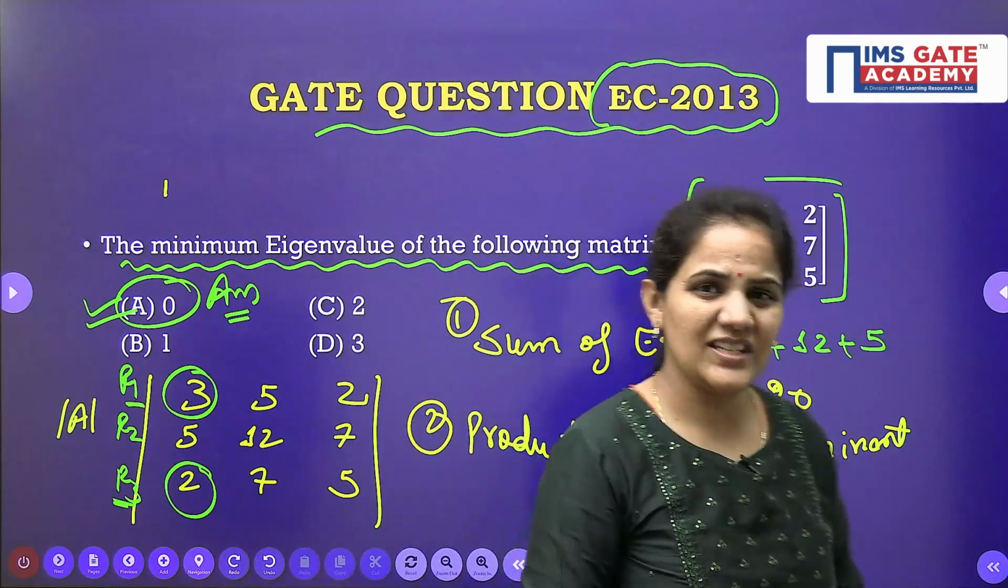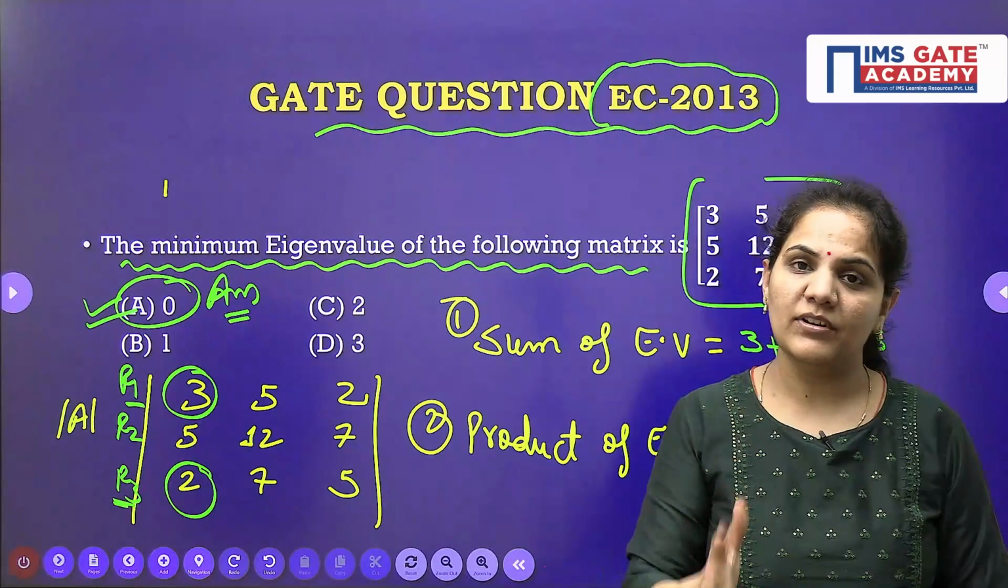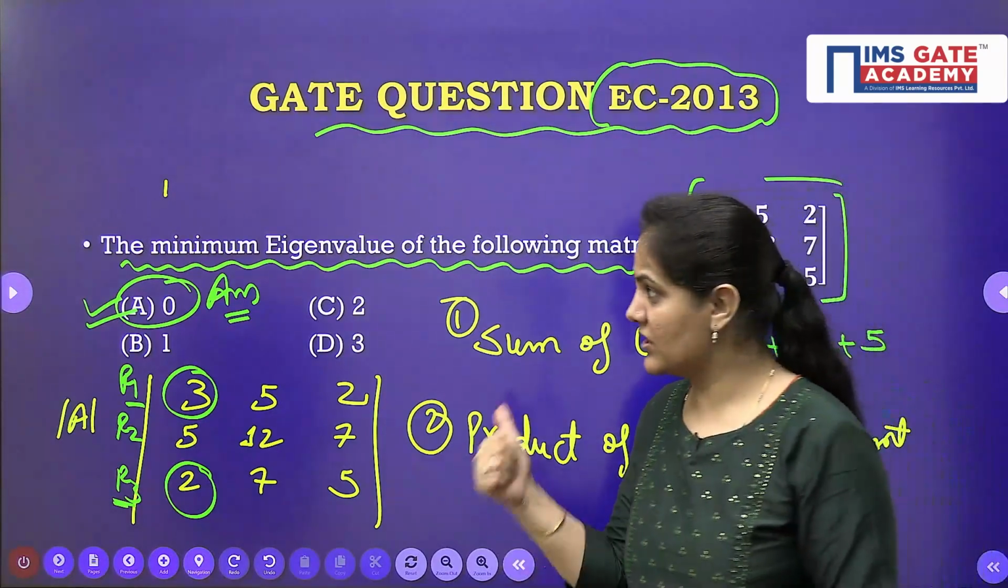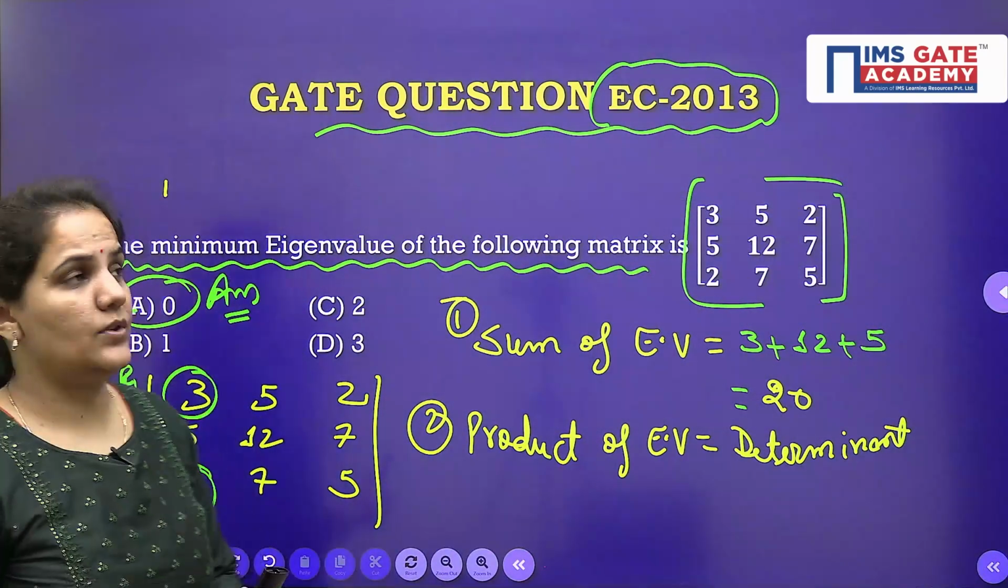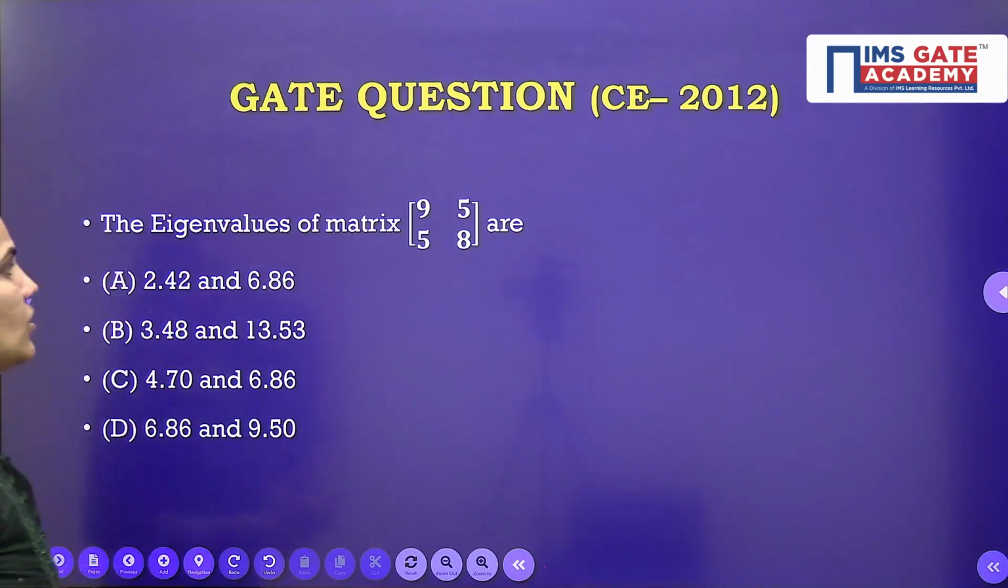With the help of this second property, we can do this question within 20 seconds, very easily. Right? So this is the importance of the trick. If you can understand this one, you can try this question, and this is your assignment.